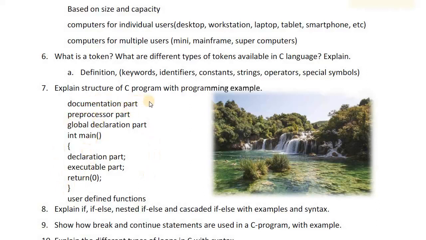Explain the documentation part: we write comment lines, include header files and symbolic constants, define global variables as well as define functions. Declaration of functions will be done here, and every C program contains only one main function. Here in the declaration part we allocate the memory, we define the variables, and we input, process and show the result, and the program completes. Up to now, I have revised all the important topics from module number 1.